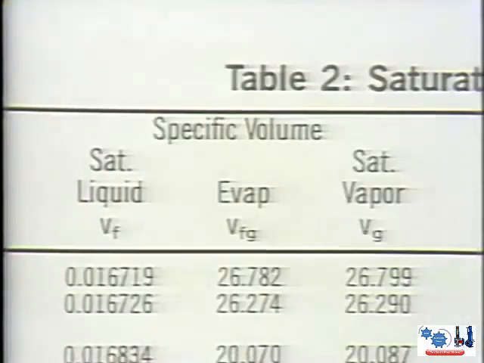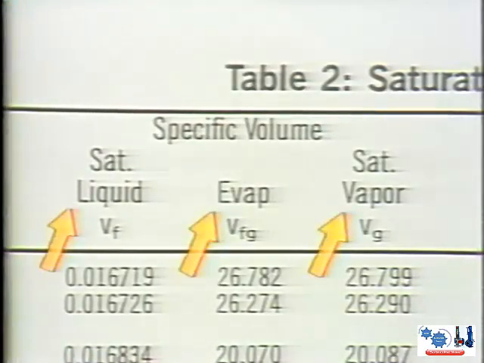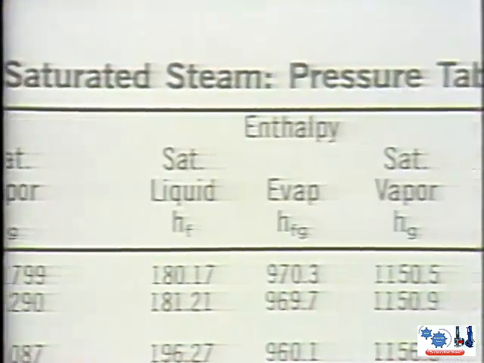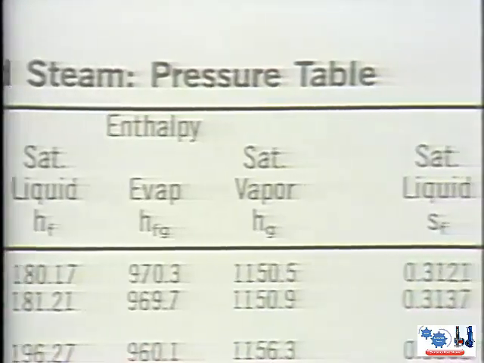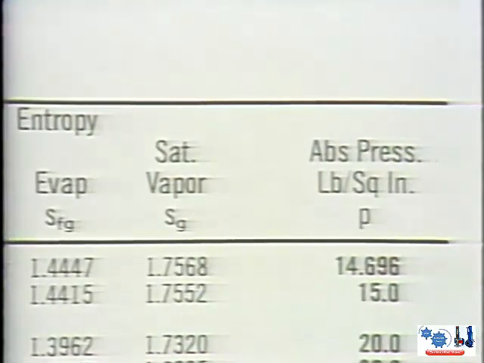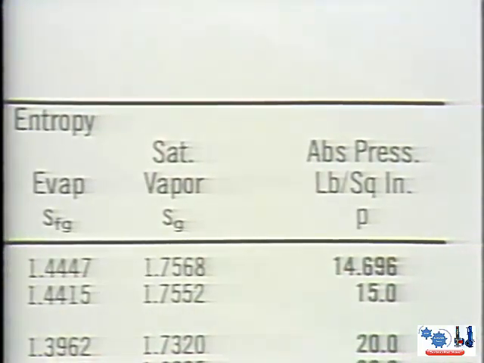The next three major headings are specific volume, enthalpy, and entropy. As in Table 1, each heading has three columns under it designated as saturated liquid, evaporation, and saturated vapor. Similar information is given in these columns in Table 2 as is given in the columns in Table 1. The major difference between the values given in Table 2 are that they are listed according to pressure. The final column in Table 2 repeats the absolute pressure in pounds per square inch.